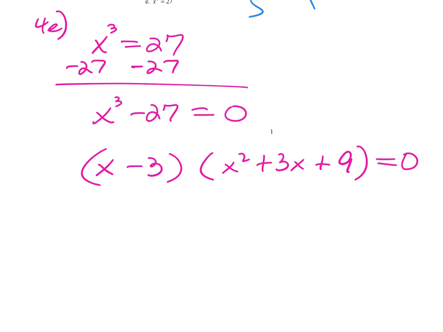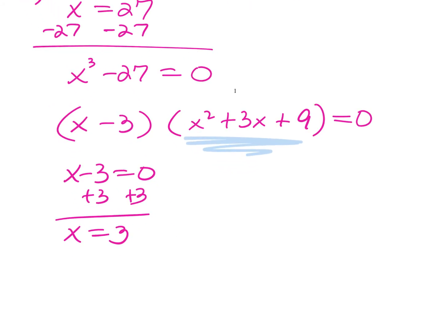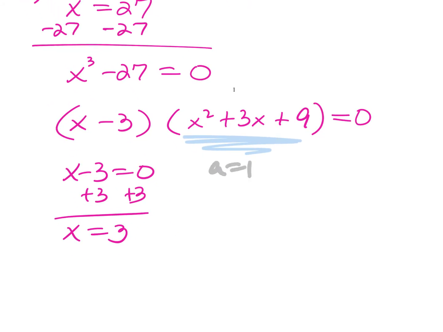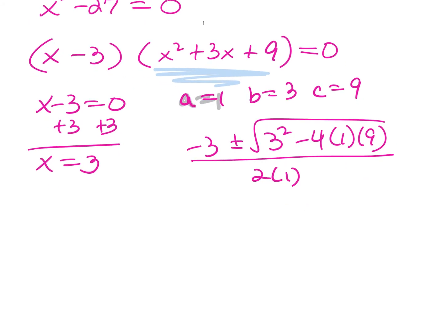Now again, we set each of these equal to 0. So I've got my real answer, x equals 3. But now for the trinomial, this is where I need to do completing the square or quadratic formula. Yesterday in the notes, I just did quadratic formula. My a is 1. My b is 3. My c is 9. Negative 3 plus or minus 3 squared minus 4 times a times c, all under the radical, and then 2 times a. Negative 3 plus or minus 9 minus 36.